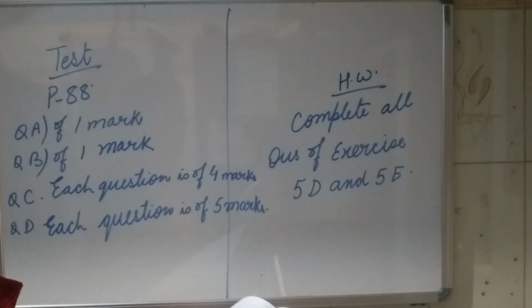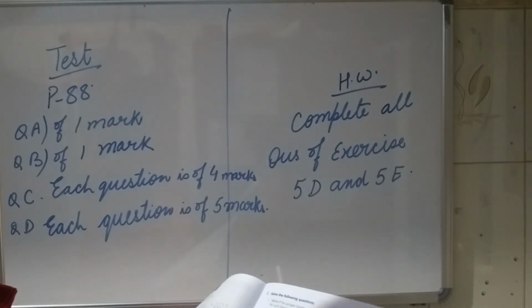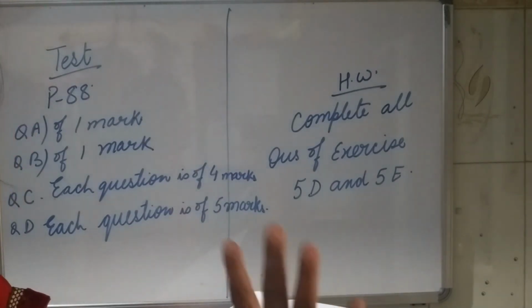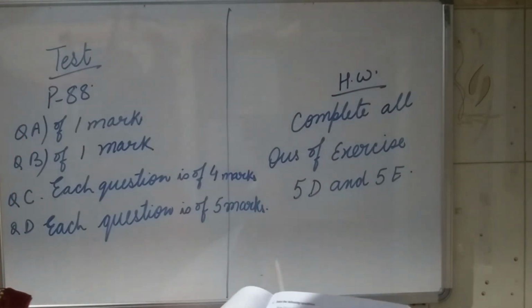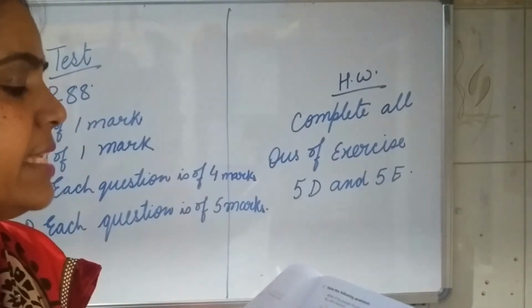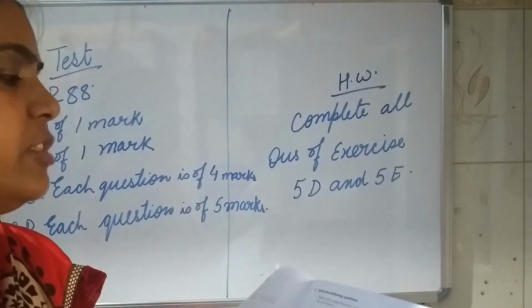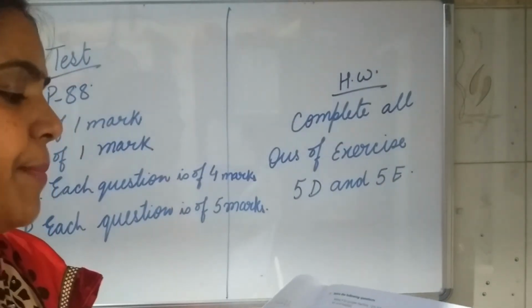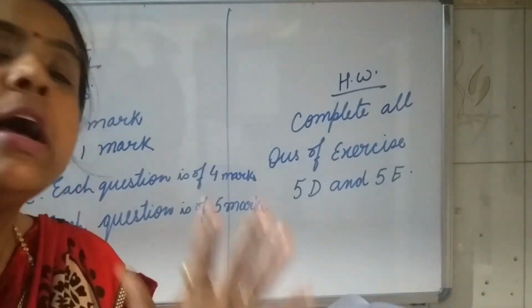Similarly, question number 1 is 4 marks, question number 2 is 4 marks, question number 3 is 2 marks each, so total is 4. Question number 4 is 2 marks each, so total is 4, and question number 5 is also 2 marks each, so the total marks is also 4. So each question is of 4 marks. Question number D is a word problem, so it is of 5 marks.